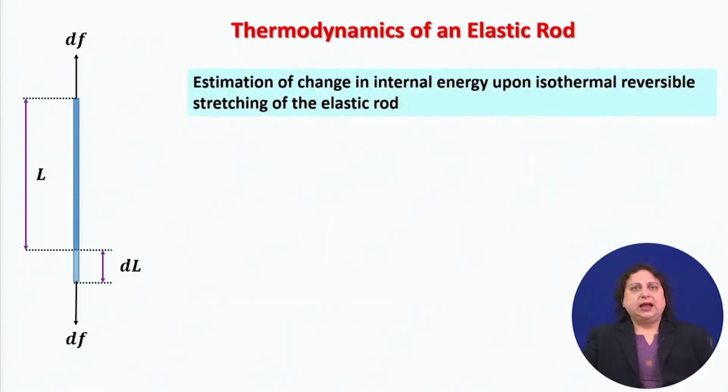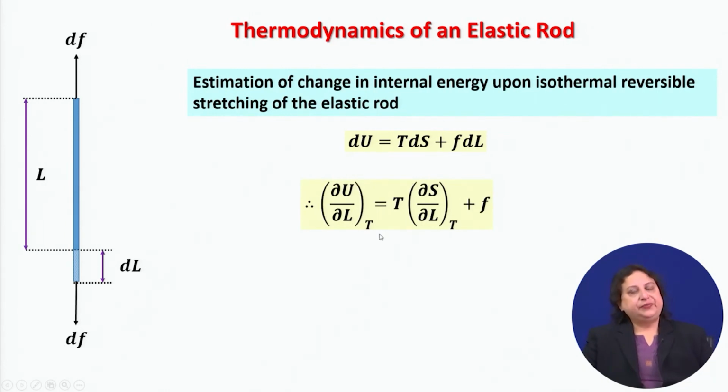Now, we can go ahead and estimate other thermodynamic properties like the change in internal energy upon isothermal reversible stretching of the elastic rod. And how can I do that? Obviously, I know that dU equals T dS plus F dL. Now, I am looking for stretching under isothermal condition. So, I must find del U del L at constant T. Using this expression, I can write it as T into del S del L at constant T plus F. Very simple application of the rules of partial differentiation that we have learned in this course.